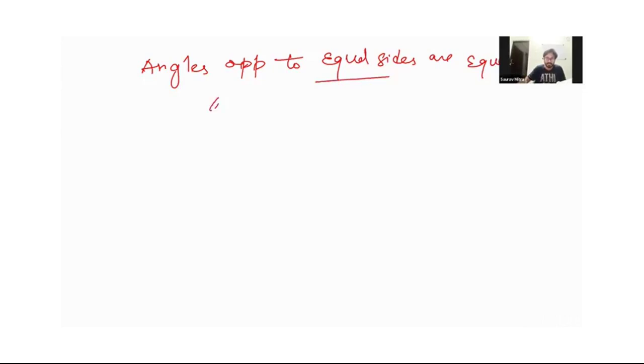So this theorem says that angles opposite to equal sides are equal. So that means if AB is equal to AC is given, I am giving you a trick: cancel A, and you will get angle B is equal to angle C. So equal sides are given first, then we deduce the result: angle B is equal to angle C.